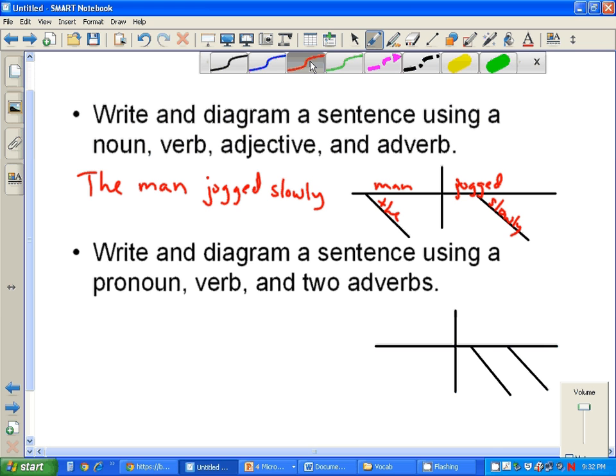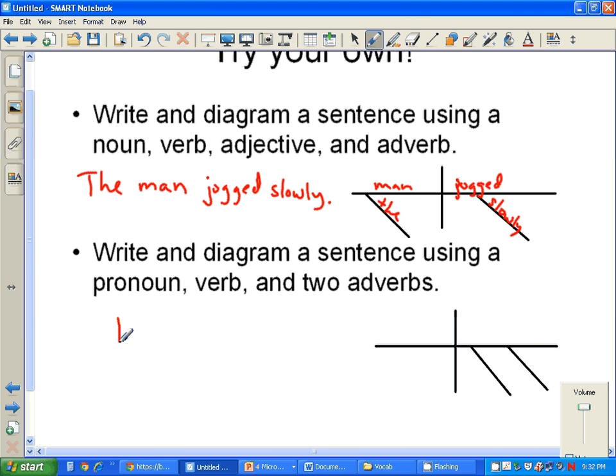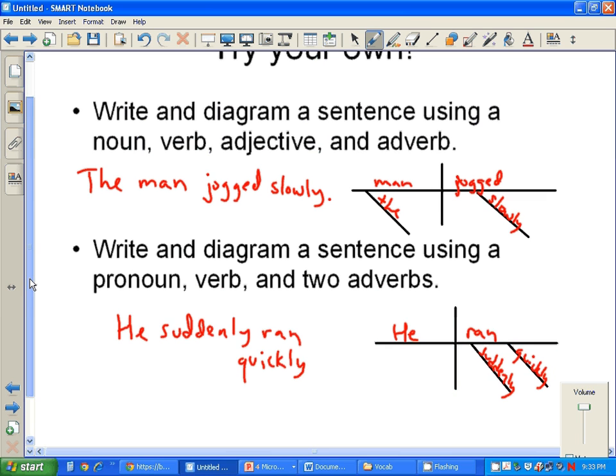Okay, so building off of our first sentence, we might say something like, he suddenly ran quickly, or something to that effect. Or we have he as our pronoun, replacing the man. And we have suddenly and quickly telling us how he ran. Okay, so that's a pretty typical example.